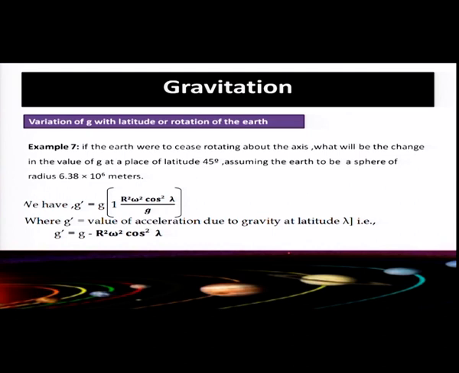I will read out the problem. If the earth were to cease rotating about its axis, what will be the change in the value of g at a place of latitude 45 degrees, assuming the earth to be a sphere of radius 6.38 into 10 power 6 meters?